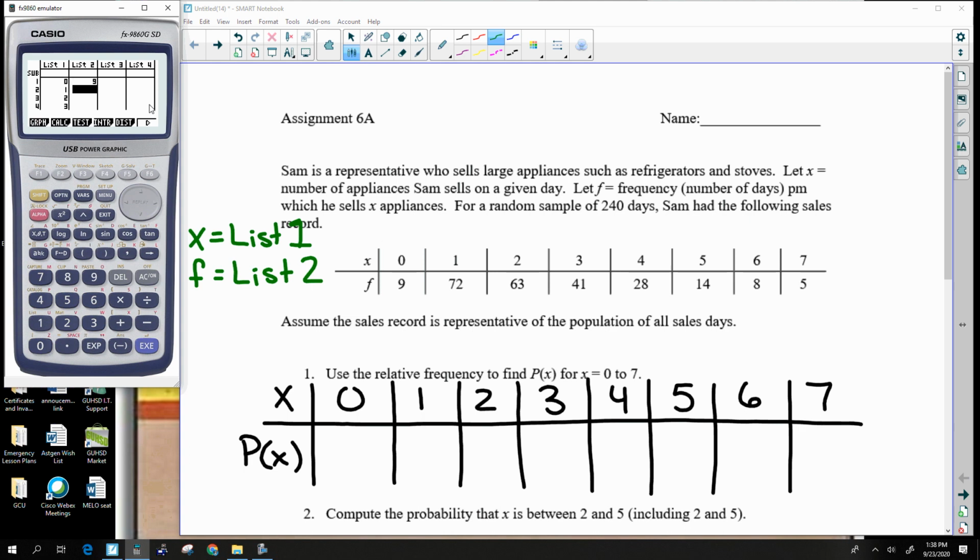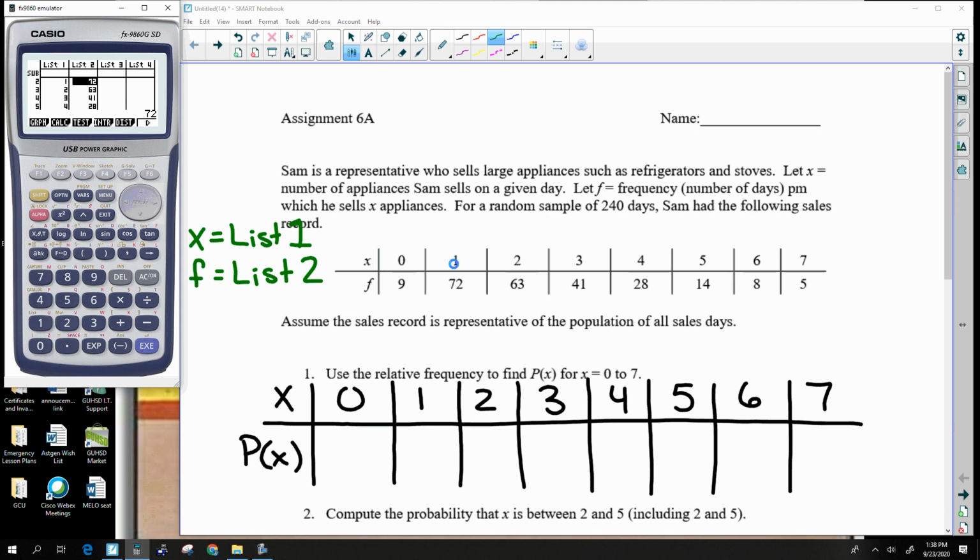Then my F's are 9, 72, 63, 41, 28, 14, 8, and 5. So I have my X's and my F's as list 1 and list 2. Just going to double check to make sure I didn't make a mistake. Okay, we're good to go.